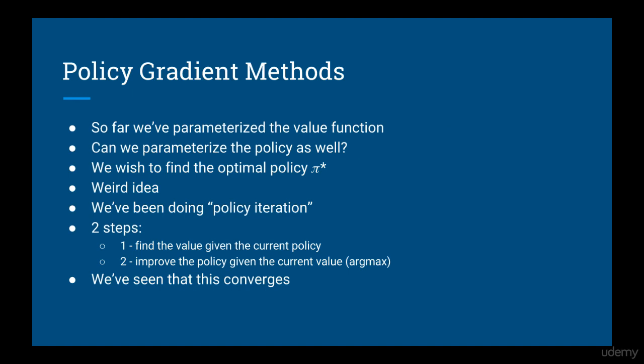Recall that our current strategy is policy iteration. We iteratively switch between policy evaluation, which means finding the value function given the current policy, and policy improvement, which means acting greedily with respect to the current value function. We've seen that this converges so that we get the optimal value function, for which the optimal policy is just taking the argmax of this optimal value function.